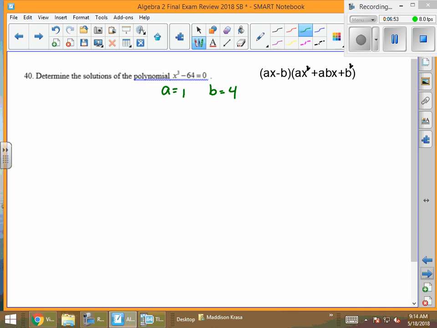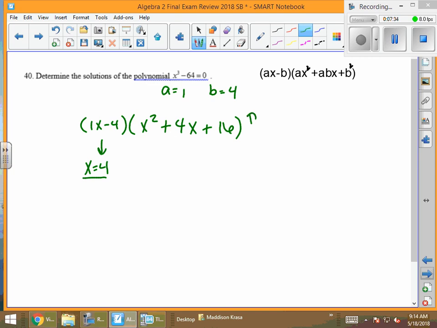We're going to plug them into our formula over here. So we have ax minus b, so 1x minus 4. You don't have to write the 1 on that. And then ax squared, or 1x squared, plus abx, so 1 times 4, which is just 4x, and then plus b squared. 4 squared is 16. So here, if we take our x minus 4, that gives us the solution of x equals positive 4.